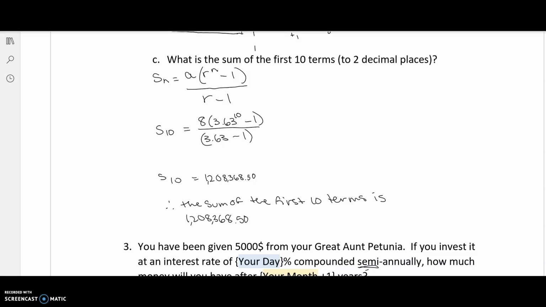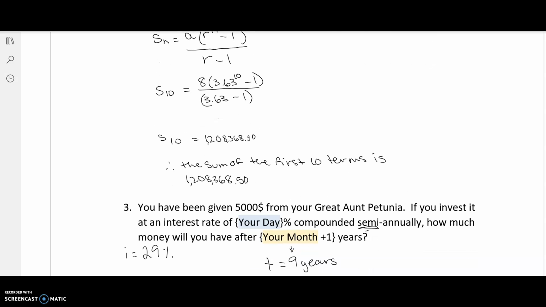So it asks, what is the sum of the first 10 terms? So I did s of n equals a times r to the power of n minus 1 over r minus 1, and I basically substituted in 8 for a, 3.63 for my r value, and I got 1,208,368.50.